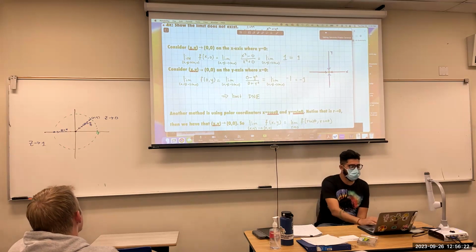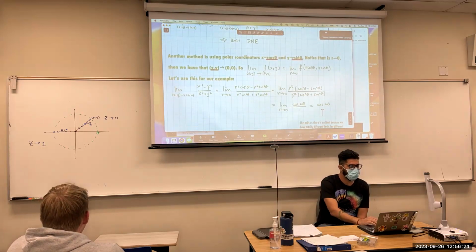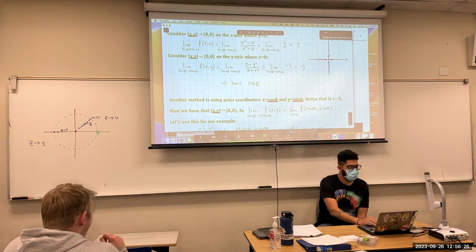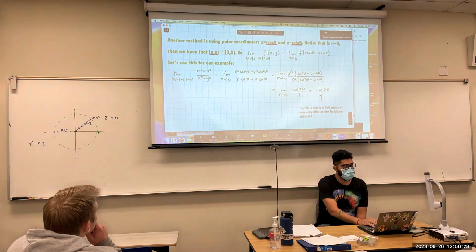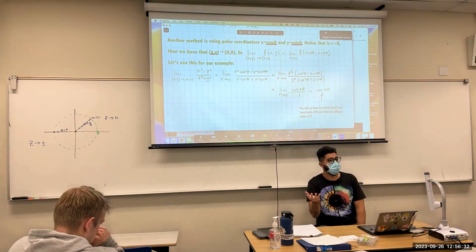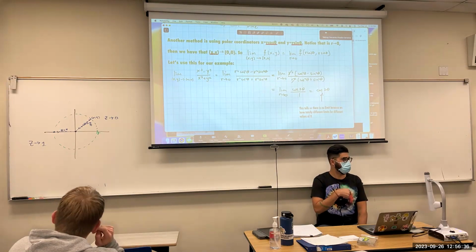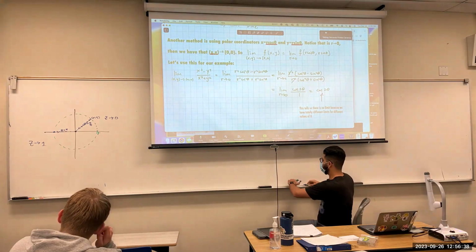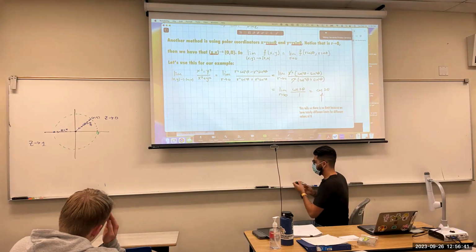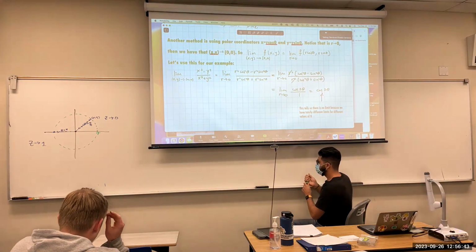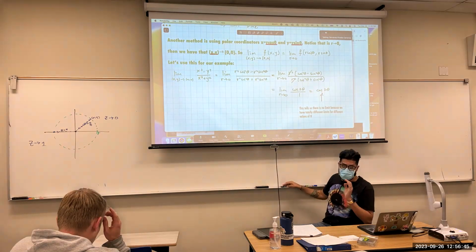Okay, it made it a little bit easier in terms of the algebra. You don't have to consider different paths. You just want to see if you end up with an actual number, or if you end up with a function of theta, then the limit will not exist, because depending on the theta, you'll get different limits. Okay, that's where we left off. And that's to show a limit does not exist.